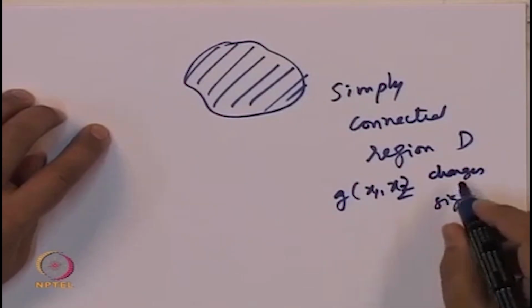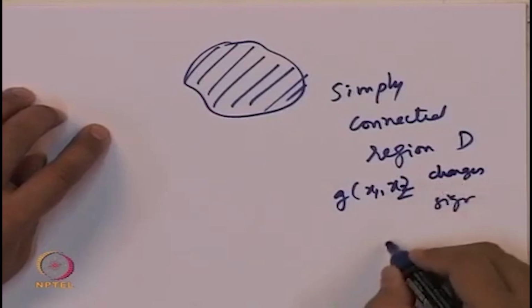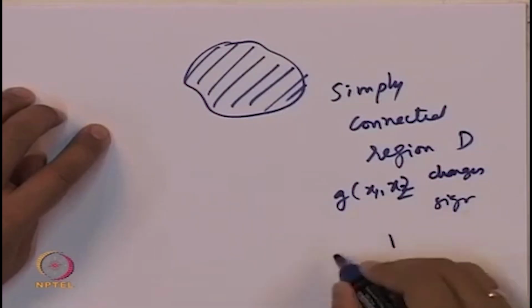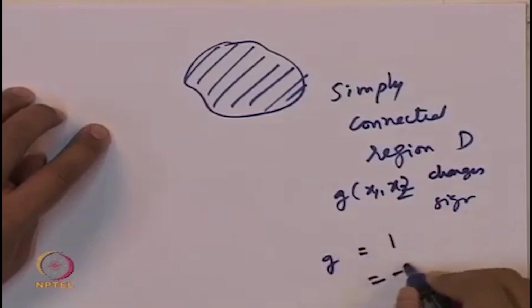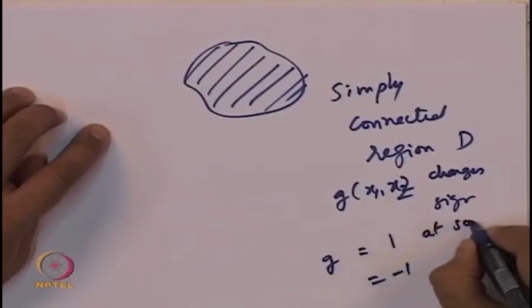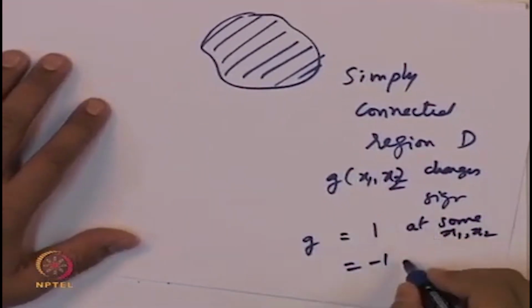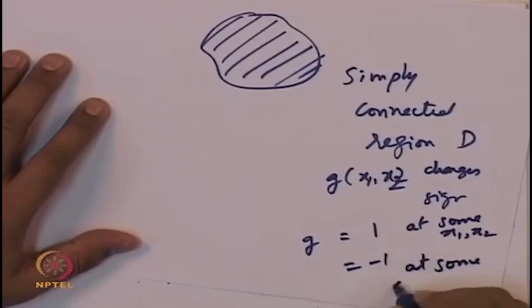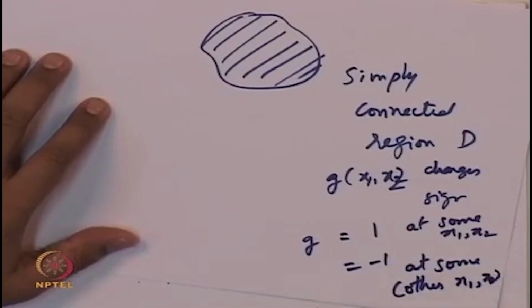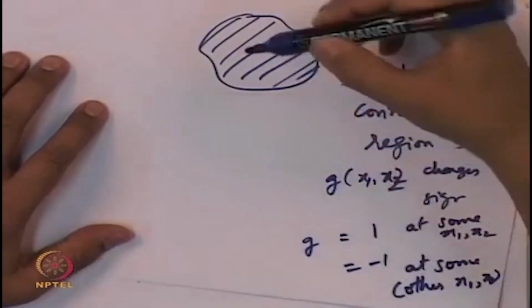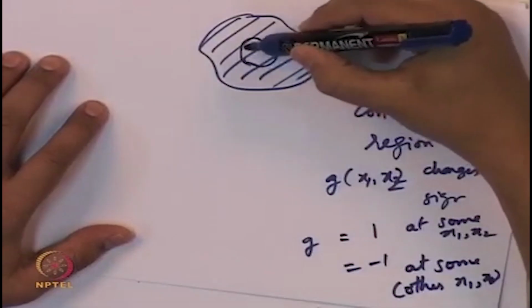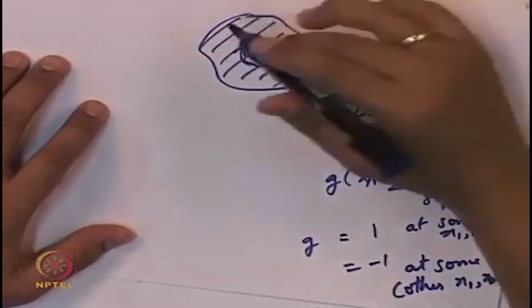Changes sign means what? When we take different points x1 and x2, then it is equal to 1 at certain x1, x2 points, and it is equal to -1 at some other points. If G is changing its sign from 1 to -1, then the Bendixson criteria only says that there cannot be such a periodic orbit.